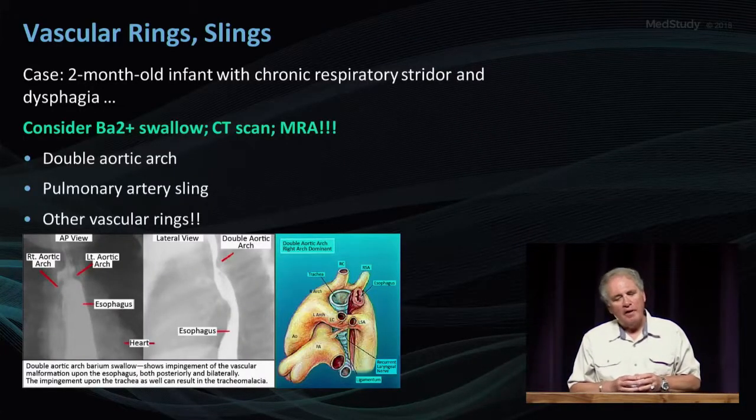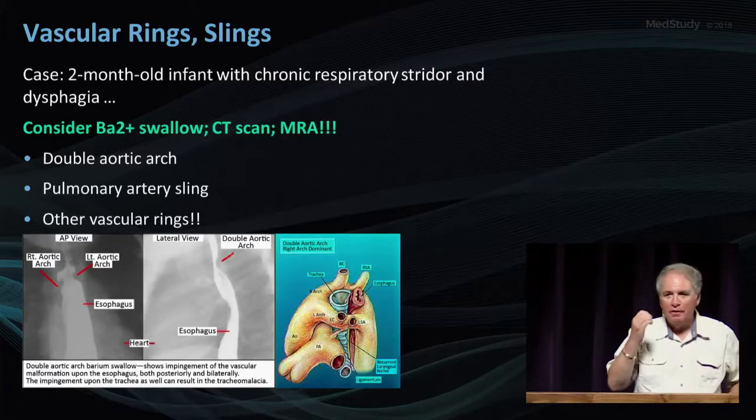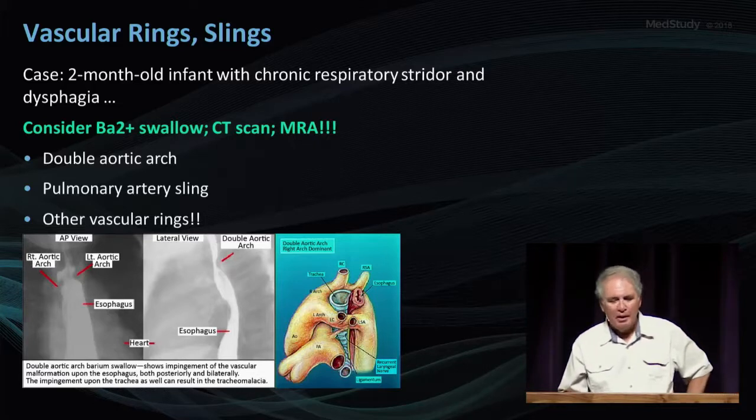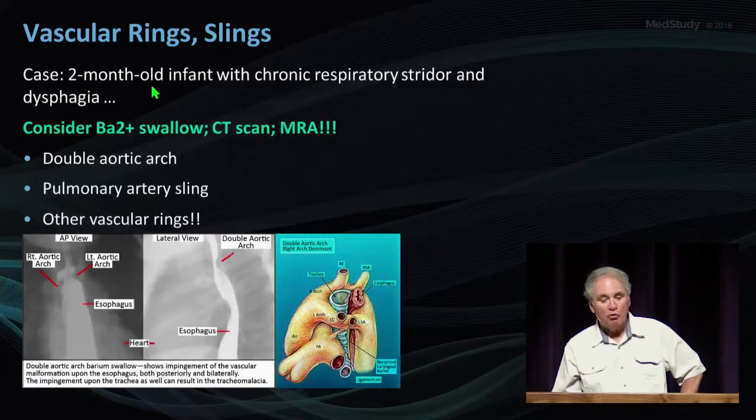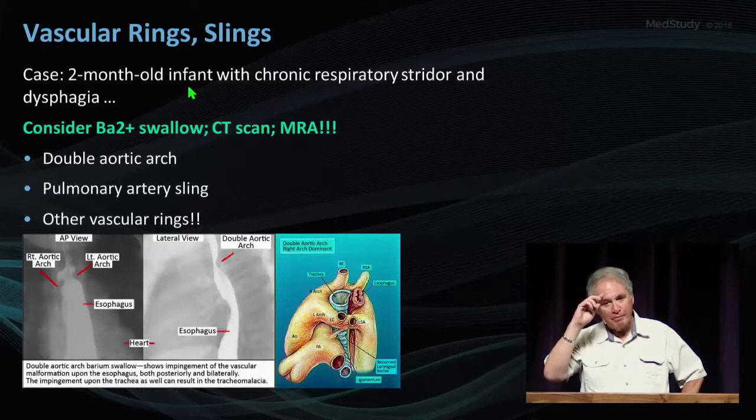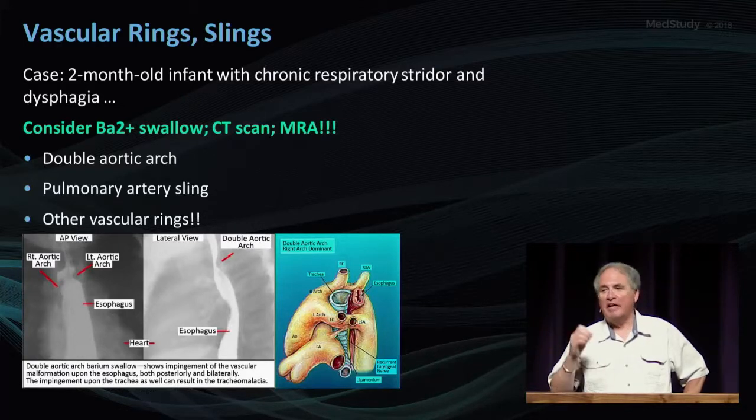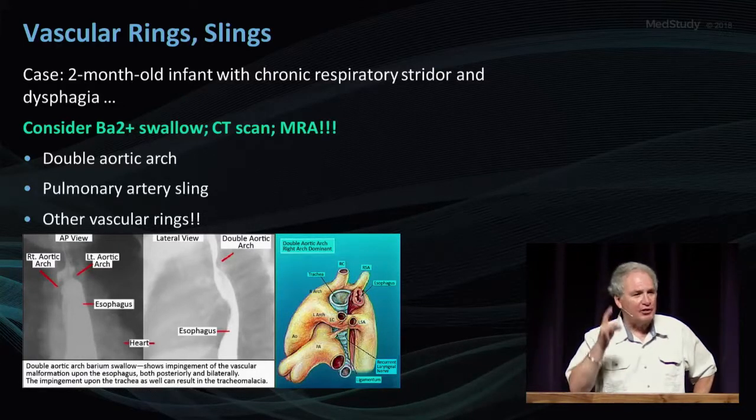Okay. Finally, I want to mention vascular rings and vascular slings. And the cue that you look for on your exam is a case presentation of a 2-month-old infant with chronic respiratory stridor, doesn't get better with anything, and dysphagia. If you have a baby presenting with those symptoms, think of a vascular ring or a vascular sling.